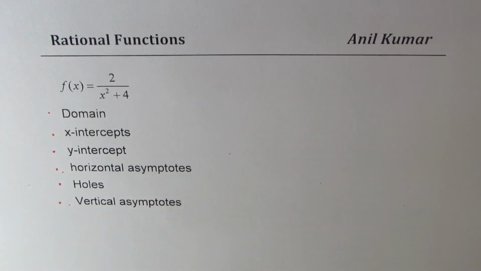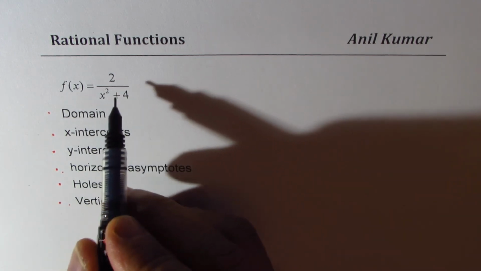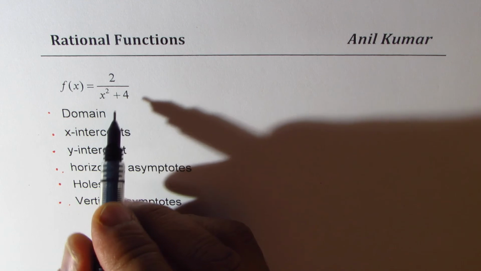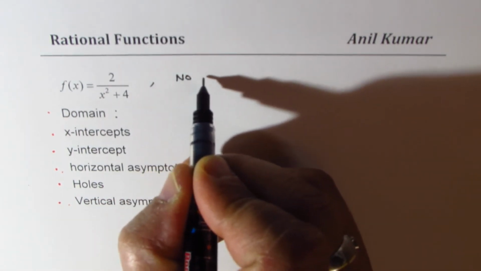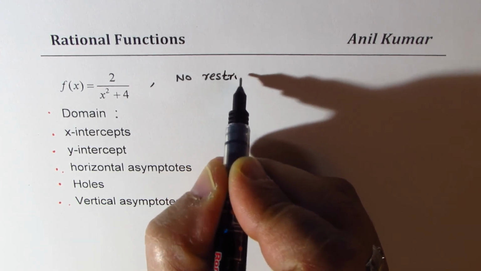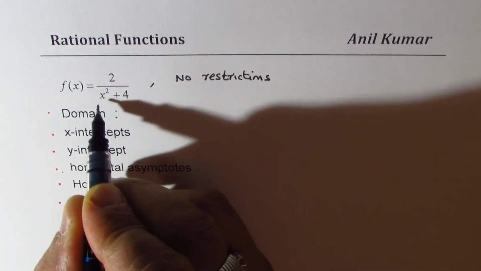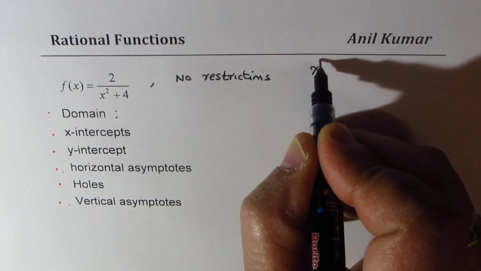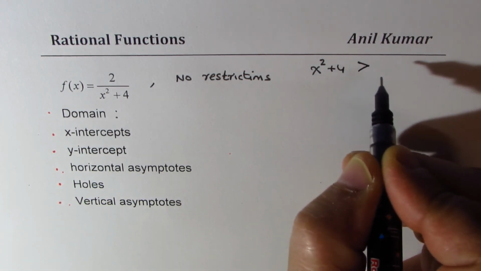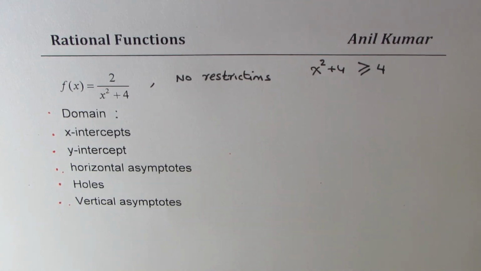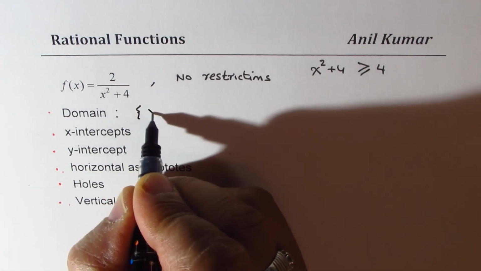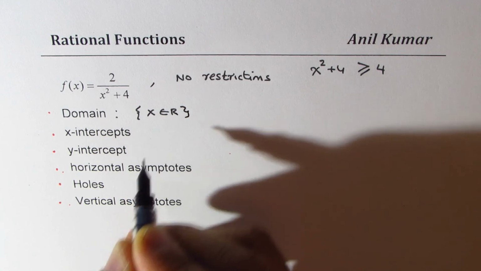Here is the last example for us. It's a very typical example: 2 over x squared plus 4. Now here we have no restrictions. Do you see that? We have no restrictions, as the denominator, which is x squared plus 4, is always greater than or equal to 4. So it's never 0, right? So here the domain is x belongs to real numbers.